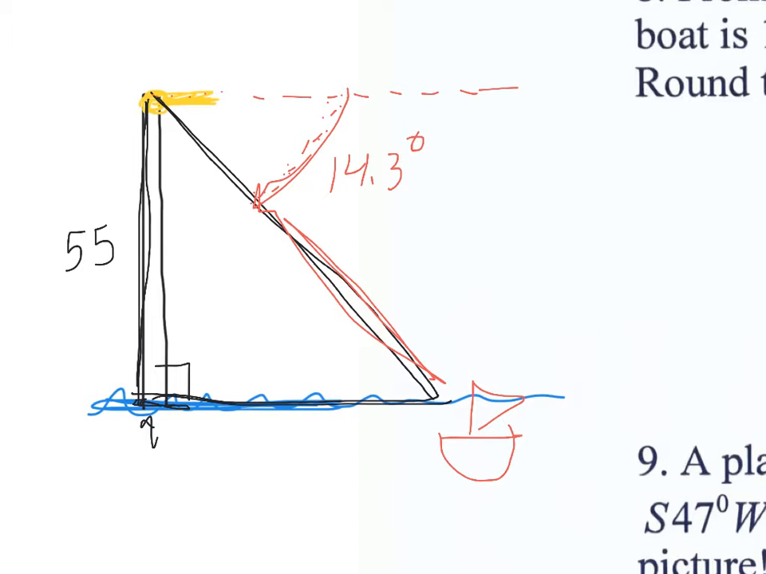Then there's lots of ways to do this, but then what I like to do is I like to find this inside angle of my triangle. So if I know that this is a right angle, I would do 90 minus the 14.3, and remember our mode needs to be in degrees. So I would get 75.7 degrees.